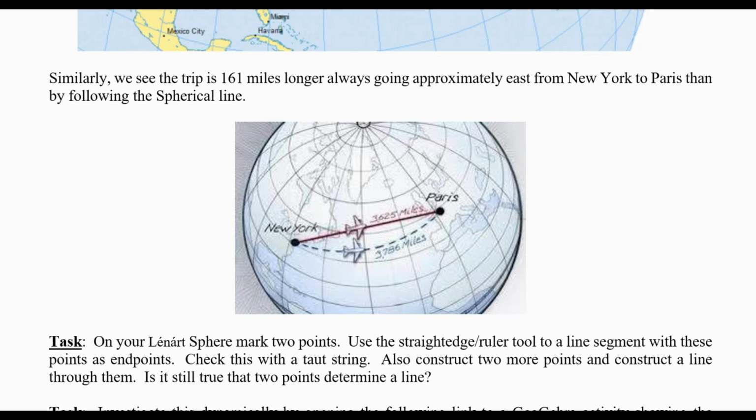So also construct 2 more points and then construct a full line. So here's a question for you. Is it still true that 2 points determine a line? Remember what that means? Can you say what 2 points determine a line means? Remember, that means that given any 2 points, there exists exactly one line containing them. There always exists a line containing them, at least one, and there always exists at most one.